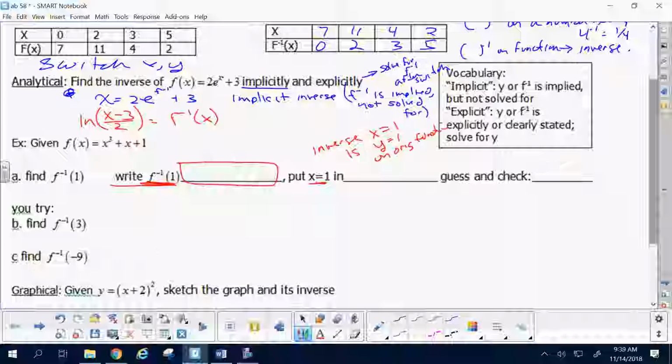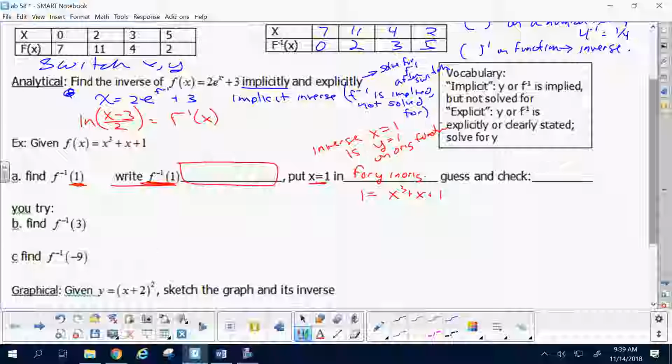Remember, the inverse is the idea of switching x and y. If that's 1 in the inverse, then that's the same as 1 for y in the original. Now, if you put 1 in the original for y, or f, then you're really saying what x gives you that result. The good news is you're not going to have to do this by synthetic division, all that cube solving. You can usually do this by guess and check in calculus, because they're focused more on the calculus of it, not the pre-calculus of it.